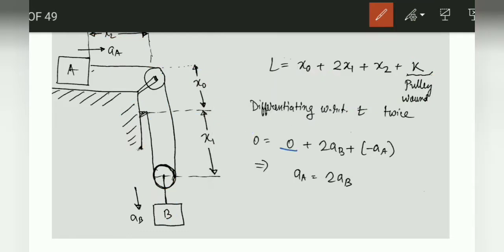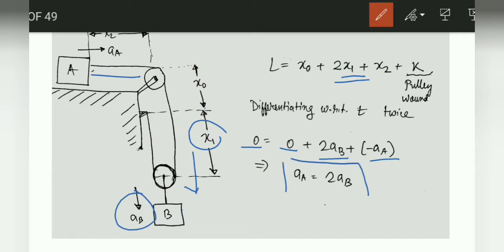So the x0 differentiation is 0, the L differentiation is 0, and x1 is increasing because B is going downward. So 2 dx1 by dt is positive. Block B is moving down by a distance x1, so differentiating twice, it will give us aB. And x2 is decreasing, so minus the acceleration of A. So aA is equal to 2aB.